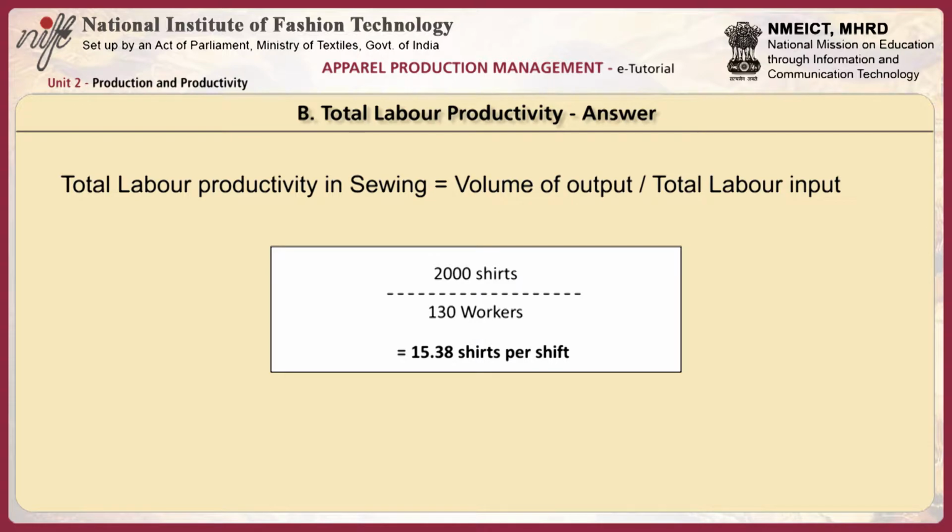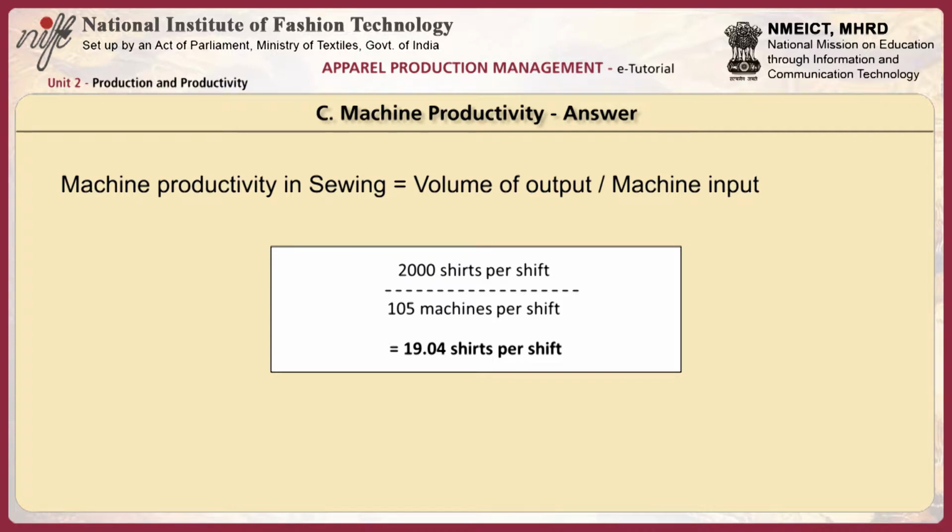Next question was total labor productivity in sewing. The formula for the same would be volume of output divided by total labor input. So, we have 2000 shirts here and 130 workers. So, we should be getting 15.38 shirts per shift as labor productivity. Correct? The next question being machine productivity in sewing. Machine productivity in sewing will be calculated by volume of output divided by machine input. Volume of output is 2000 shirts per shift and the machine input, we were discussing 105 machines, correct? So, 2000 divided by 105 is 19.04 shirts per shift.